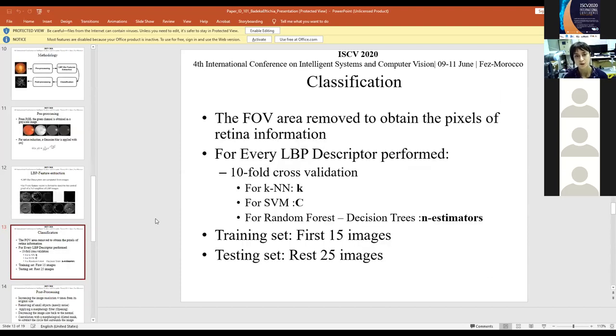Also, for classification, we remove the field of view from the image, because the outer frame does not contain any information. We want only the information of tissue or vein. And then we perform a 10-fold cross validation for 3 different models, each one for a different LBP extraction. After this, we choose the hyperparameters and we train with the first 15 images and we test with the remaining 25 images.